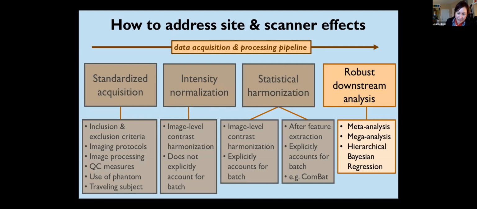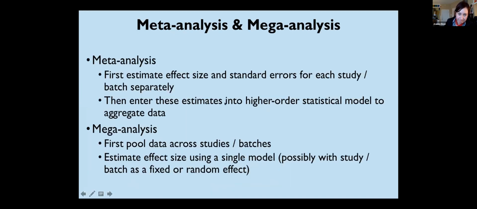And then for robust downstream analyses, there are meta-analysis and mega-analysis. Meta-analysis is when you first estimate effect sizes for each study separately, and then enter these into higher order models to aggregate the estimates. Mega-analysis is pooling data across studies and putting it all into the same model.